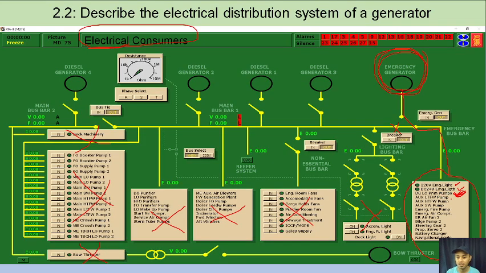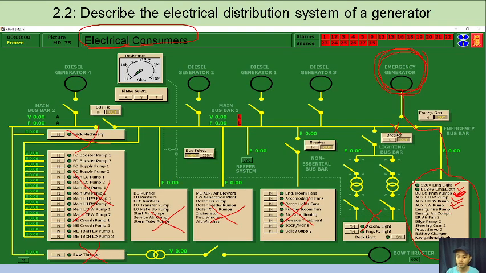Next, the auxiliary LT freshwater pump, auxiliary high temperature freshwater pump, auxiliary seawater pump. These are the auxiliary pumps. We can use the smaller pumps to prevent overloading of our emergency generator.